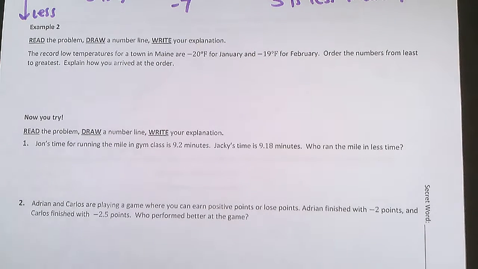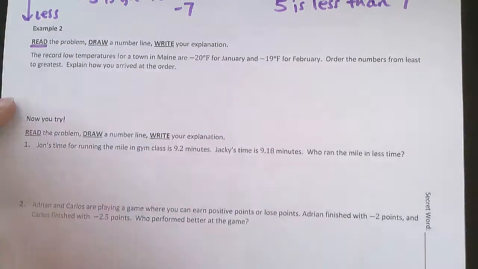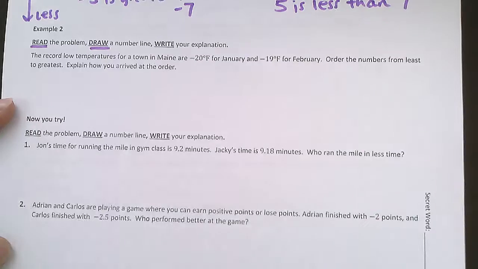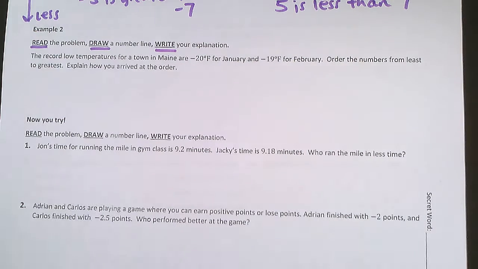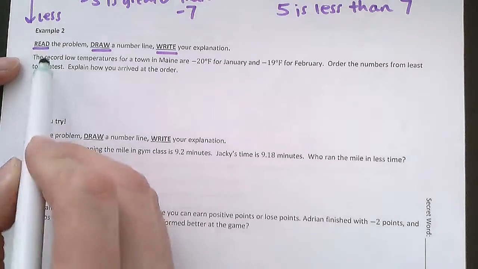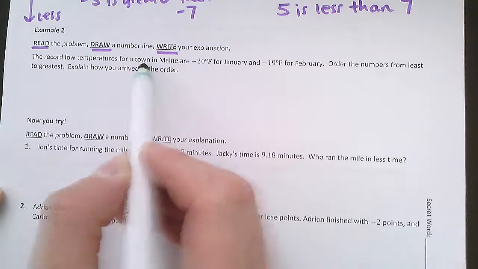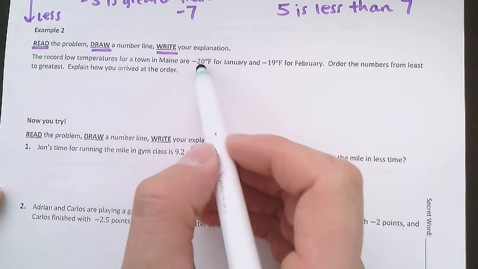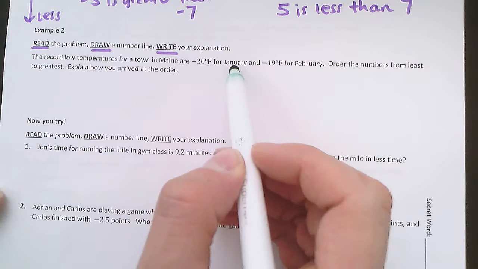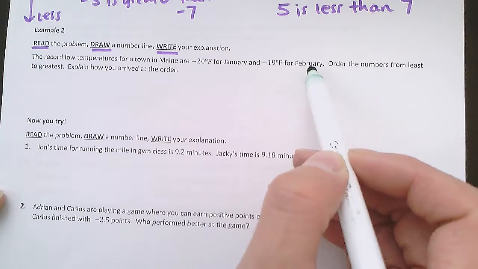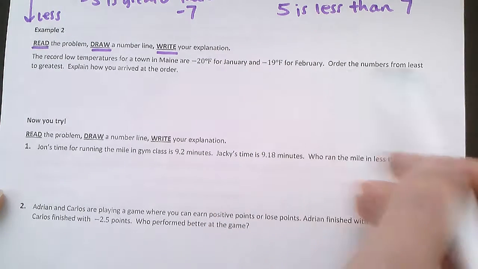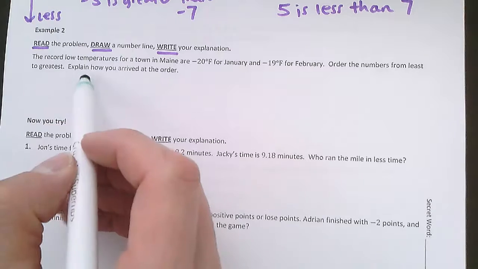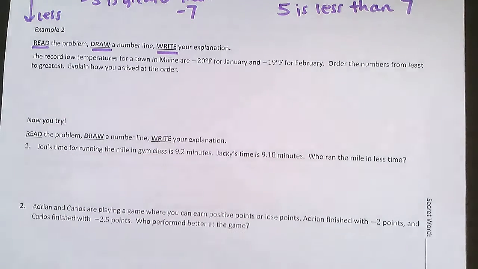When we're solving these word problems, we're going to use the strategy of we're going to read the problem, then we're going to draw a number line for that problem, and then we're going to write our explanation. Let's take a look. So let's read first. The record low temperatures for a town in Maine are negative 20 degrees Fahrenheit for January and negative 90 degrees Fahrenheit for February. Order the numbers from least to greatest. Explain how you arrived at that order.